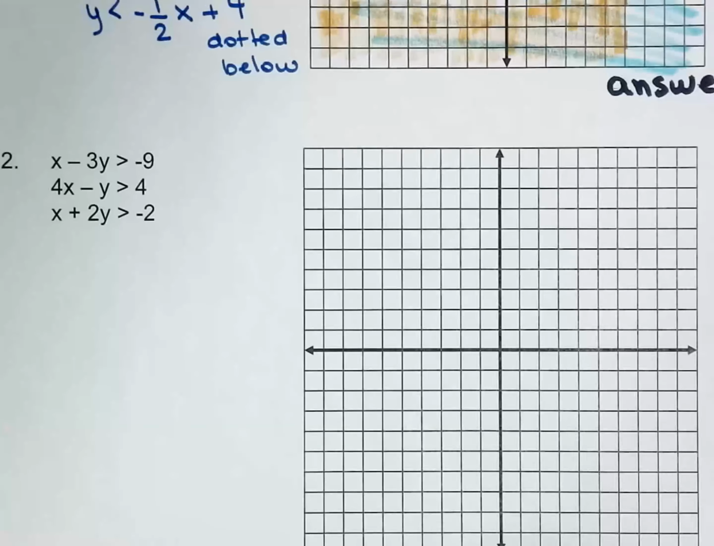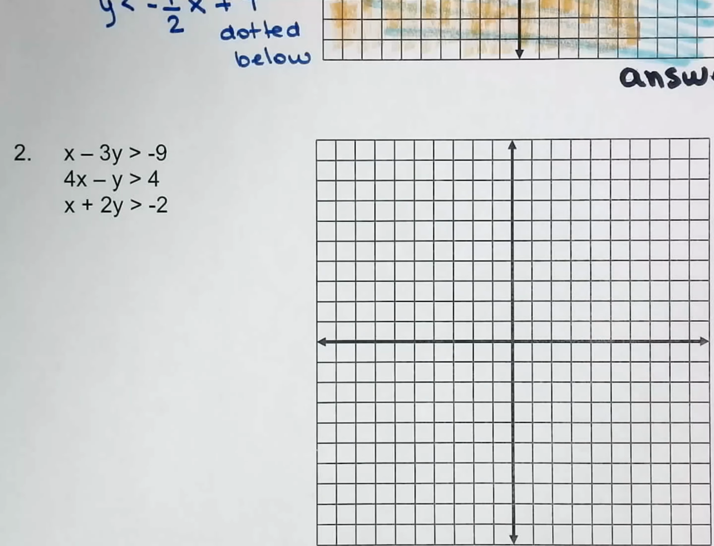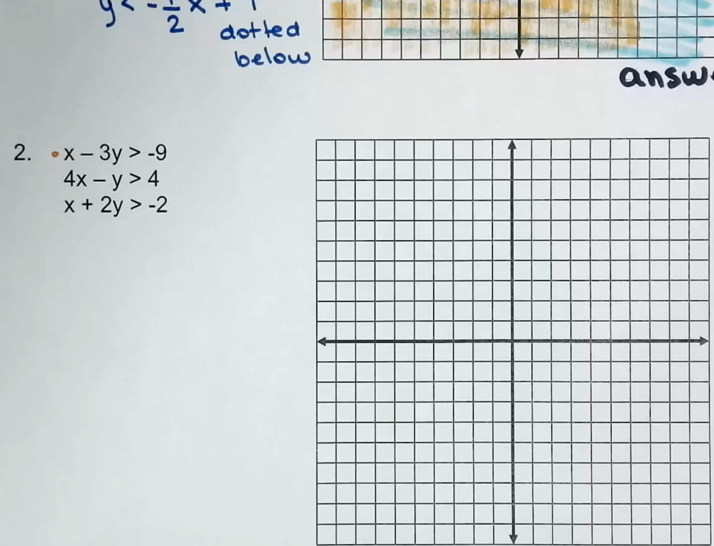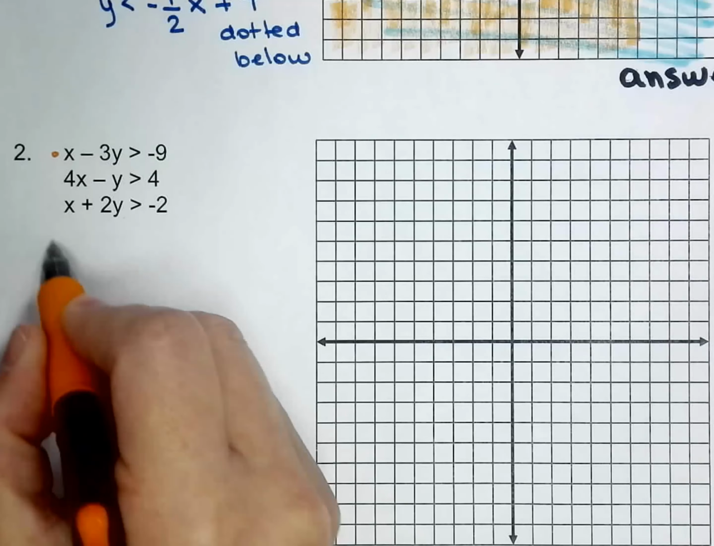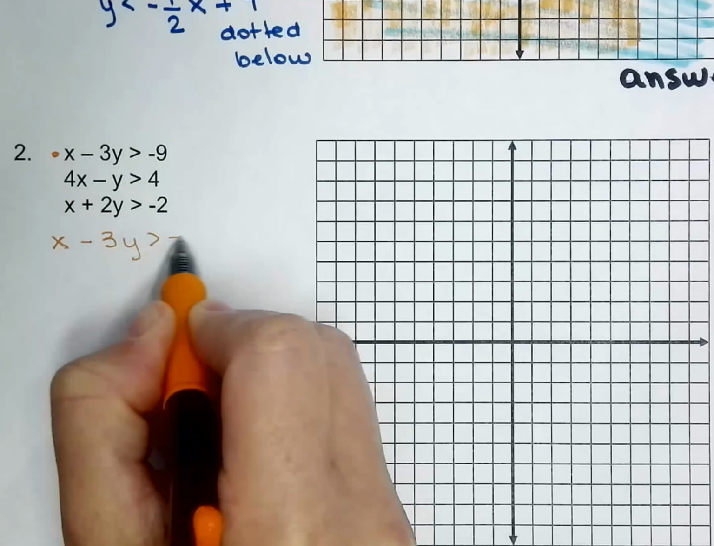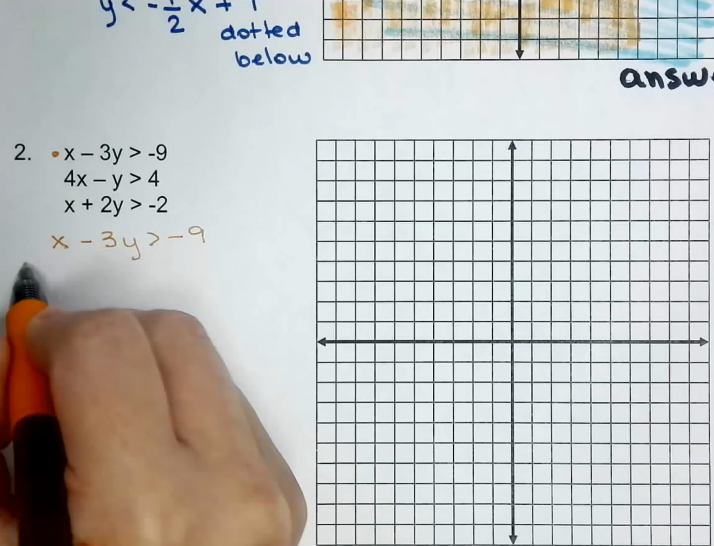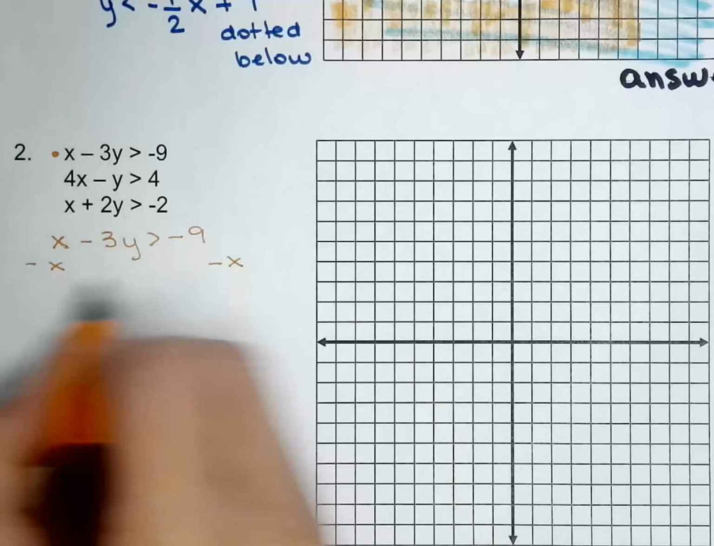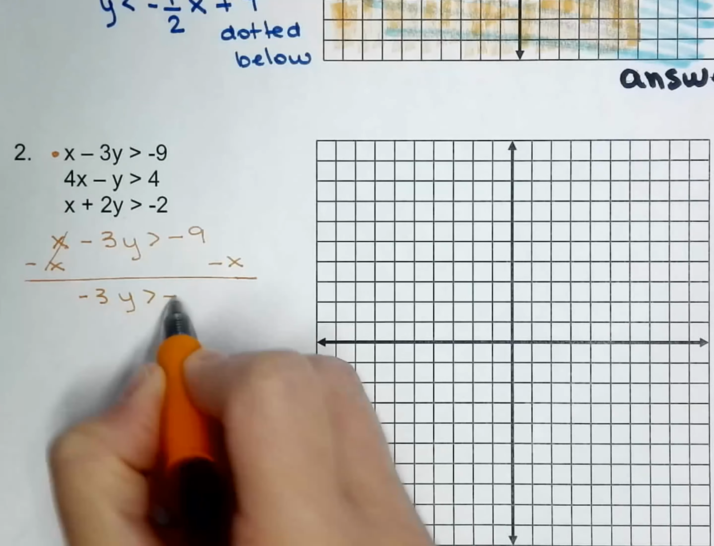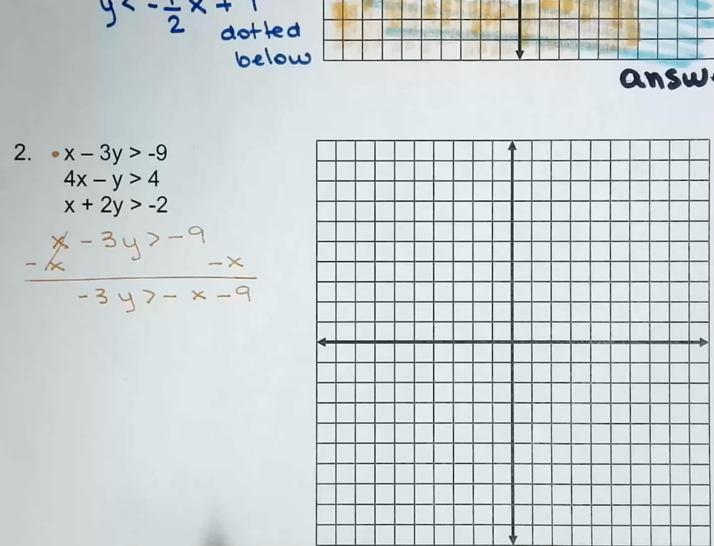I'm going to use the same colors. I'm going to start out with orange. I definitely need to put this in slope-intercept form so I can graph. So minus x on both sides. That will leave me with negative 3y is greater than negative x minus 9.